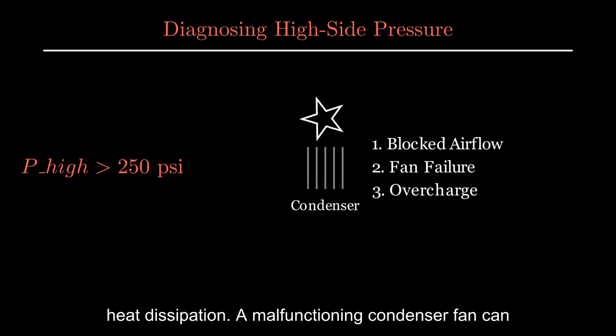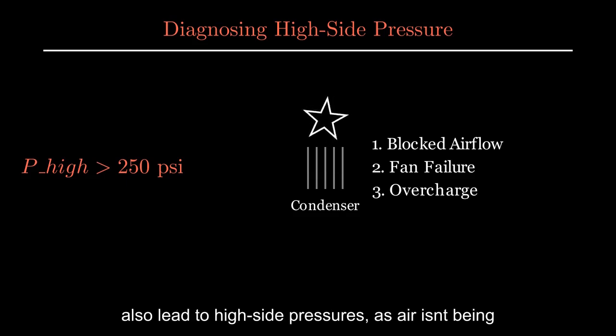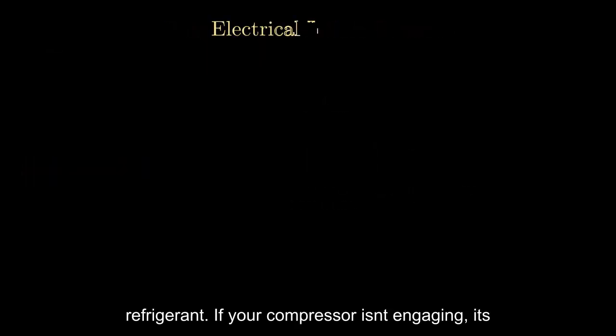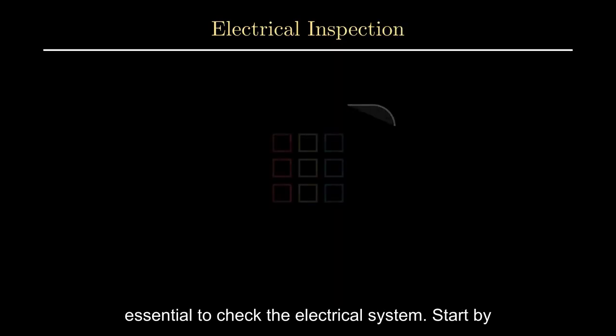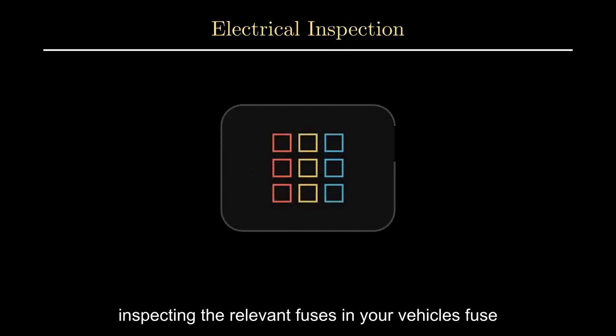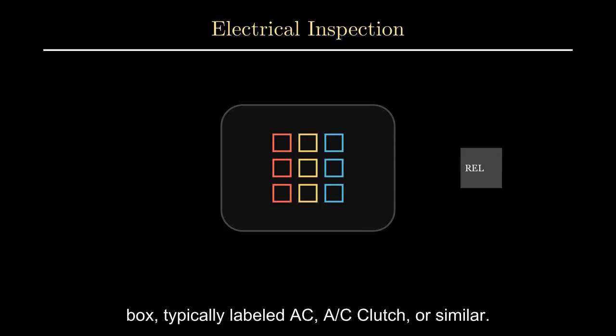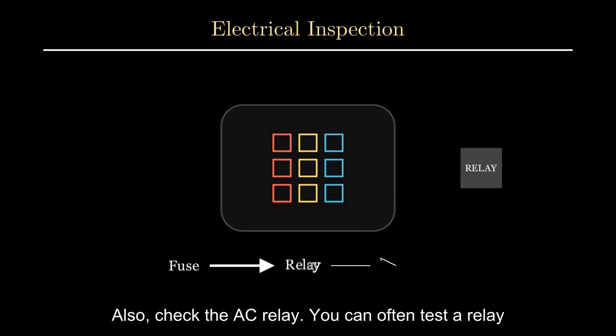A malfunctioning condenser fan can also lead to high side pressures, as air isn't being drawn across the condenser efficiently to cool the refrigerant. If your compressor isn't engaging, it's essential to check the electrical system. Start by inspecting the relevant fuses in your vehicle's fuse box, typically labeled AC, AC clutch, or similar. Also, check the AC relay.